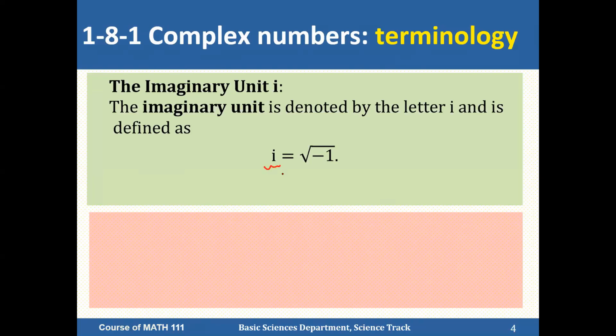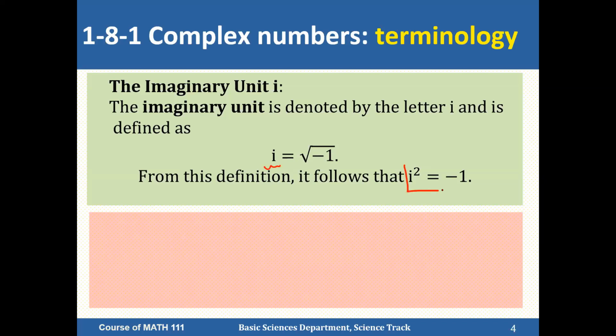i is the square root of -1. How do we remove the square root? What removes the square root? Squaring. So this is a very important relationship that we will use: i squared equals -1. This is very important. This is fundamental. Whenever you have i squared, you replace it by -1. i squared is a real number. Okay, so i is an imaginary number, but i squared is a real number.